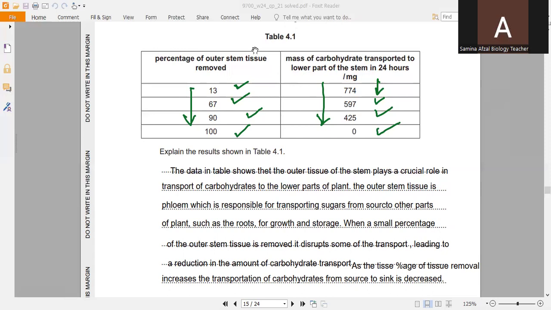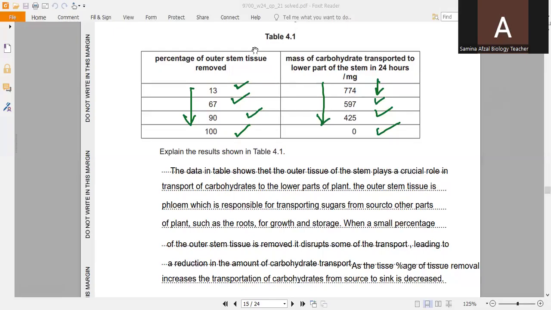So this data suggests that the outer stem tissue plays a very important role in the transportation of carbohydrates to the lower parts of the plant. The outer stem tissue primarily, I have already told you by drawing in the last question, is the phloem. So phloem is a specialized plant tissue which is responsible for transporting sugars, or the food which is manufactured by the process of photosynthesis, to other parts of the plant, such as the roots for growth and storage, and the growing shoots, and the seeds and the buds as well, etc.